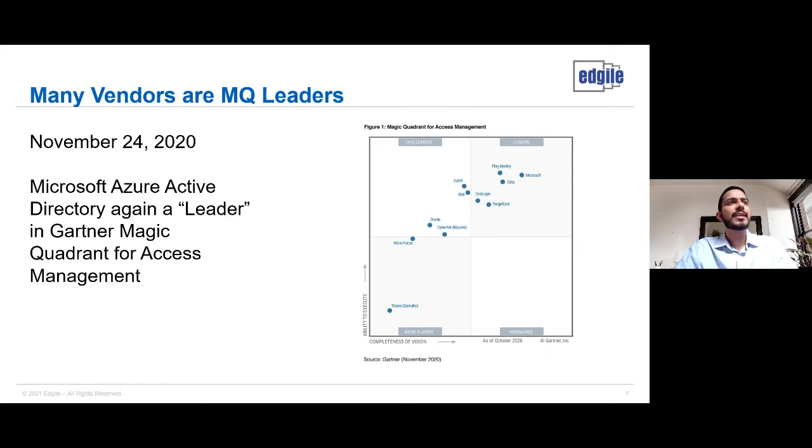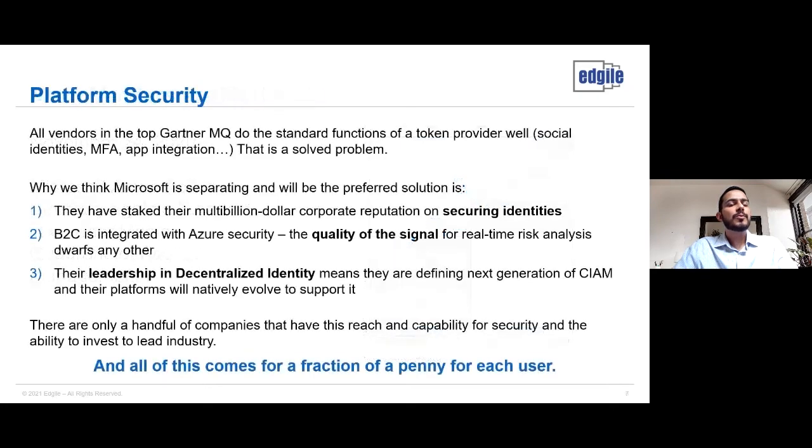So what makes Microsoft different? What sets it apart? And it goes back to the three components I mentioned on the previous slide. With respect to platform security, it's a corporate commitment to securing identities. It's a corporate reputation from a multi-billion-dollar company like Microsoft. The quality of the signal that Microsoft has and can process for security, threat, and fraud detection is unmatched as compared to other firms. Even before a customer knows it's happening, these key signals can be monitored and required action can be taken proactively. Microsoft leadership in decentralized identity means that they're defining the next generation of the CIAM solutions, and their platform will natively support this.